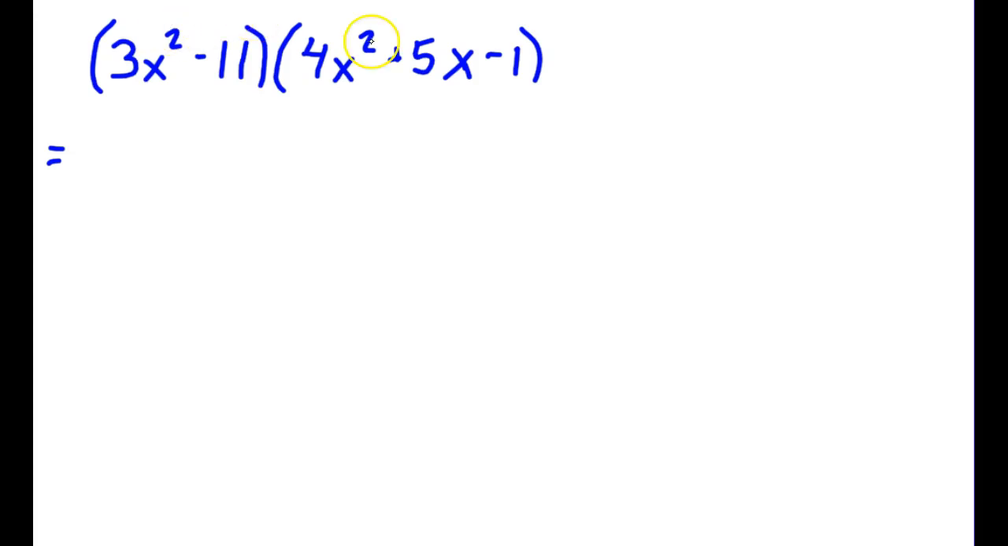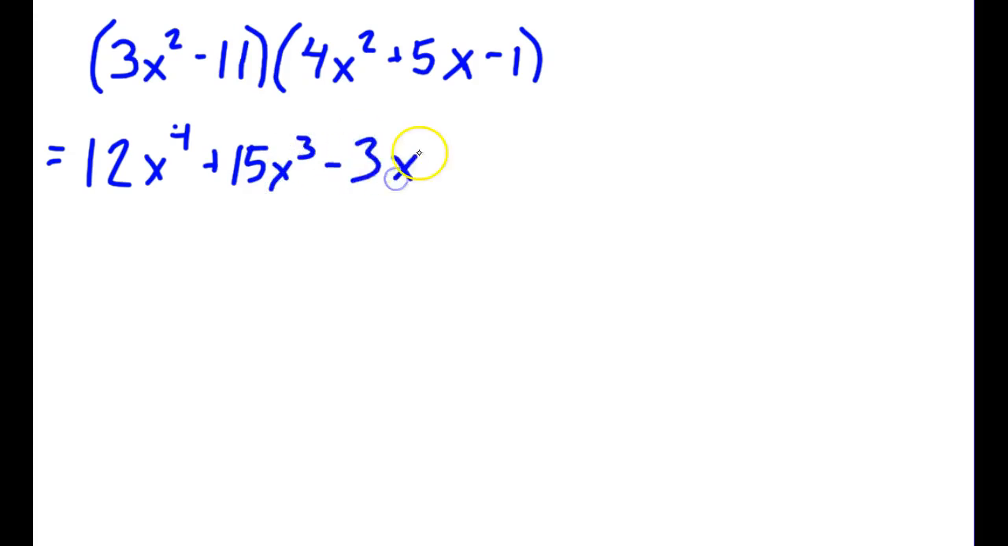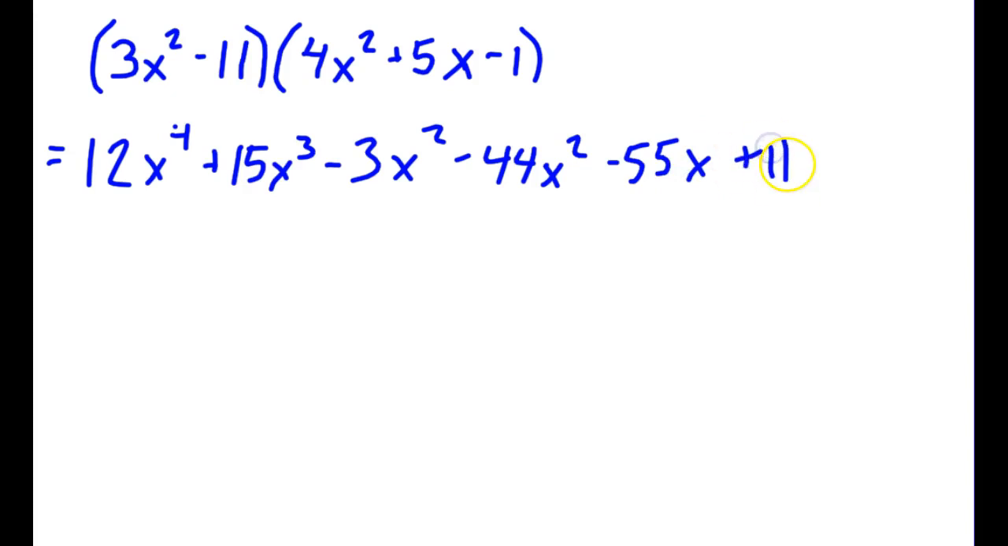So 3x squared times 4x squared is going to be 12x to the fourth. 3x squared times 5x is going to be 15x cubed. And then 3x squared times negative 1 is just minus 3x squared. Now we have to go through and use negative 11 and multiply by all three terms. Negative 11 times 4x squared is negative 44x squared. Negative 11 times 5x is minus 55x. And then negative 11 times negative 1 is positive 11.